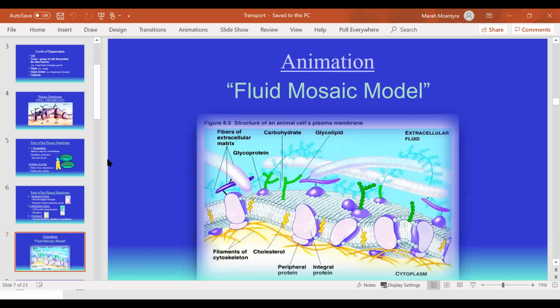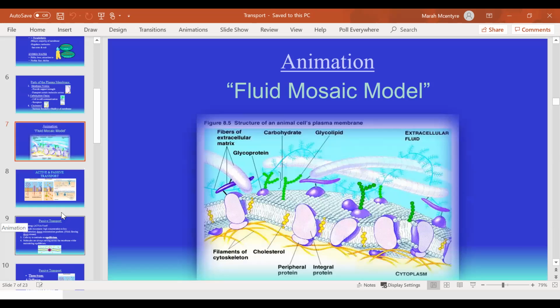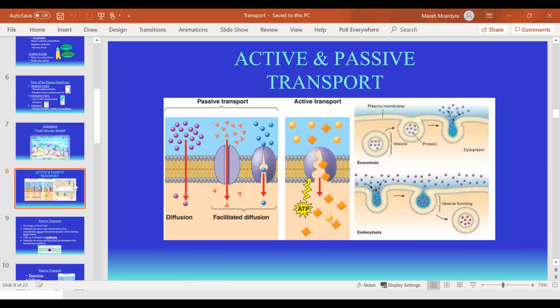The cell membrane, the plasma membrane, is called the fluid mosaic model because we have all these different parts. They're able to move around, so it's fluid, and it's mosaic, which means made up of all the different components. Now we're going to talk about active and passive transport. So you can see here, this is passive, this is active.